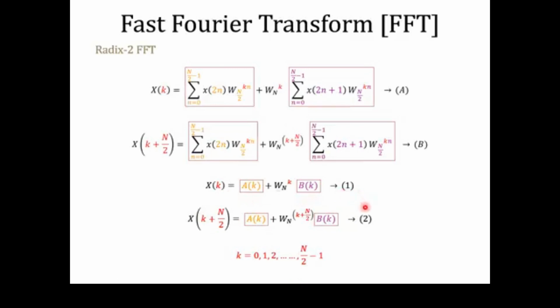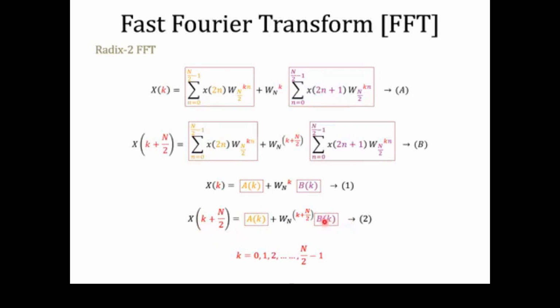Similar is the case for equation 2. When we put N equal to 8 and k equal to 0, 1, 2, 3, then we will get the contribution of X of 4, X of 5, X of 6 and X of 7. And for the calculation of these components, again we are going to add the first 4-point DFT outputs with the second 4-point DFT outputs, which are represented by A of k and B of k, which will simply be A of 0, A of 1, A of 2, A of 3 and B of 0, B of 1, B of 2, B of 3.